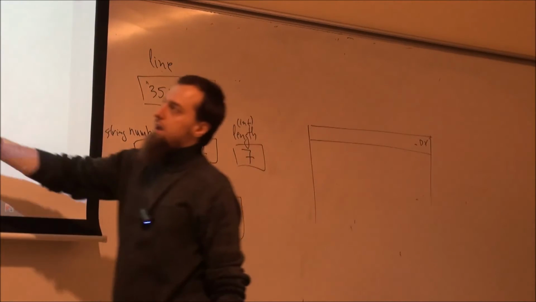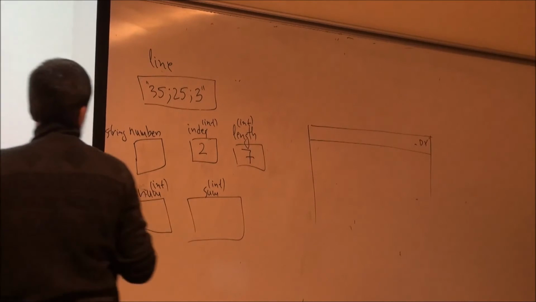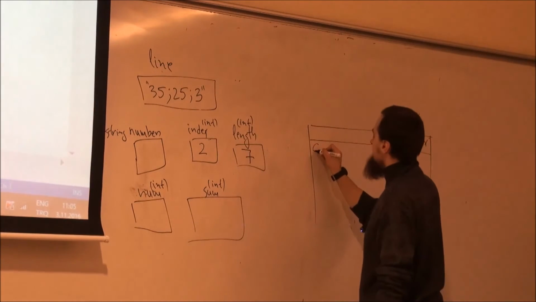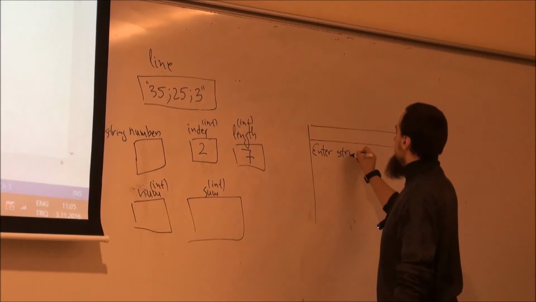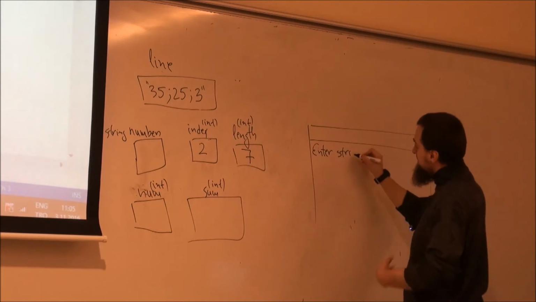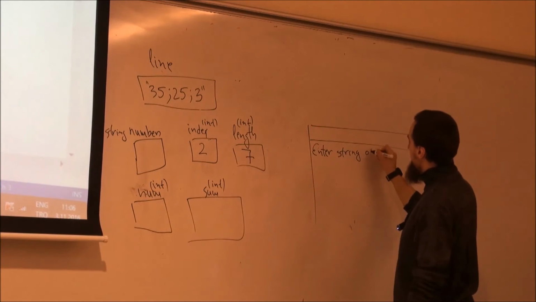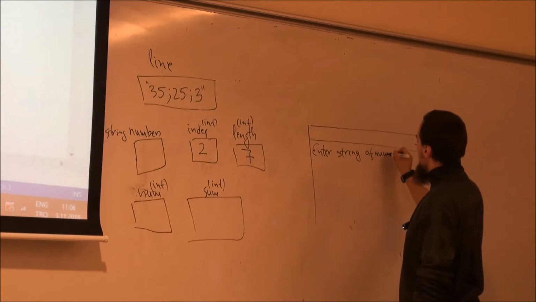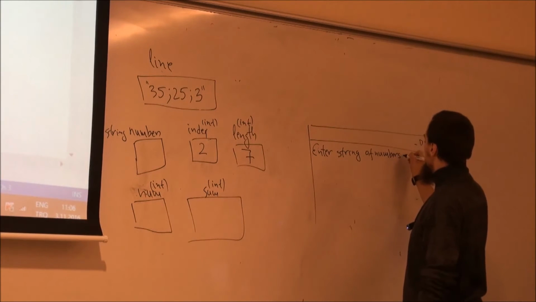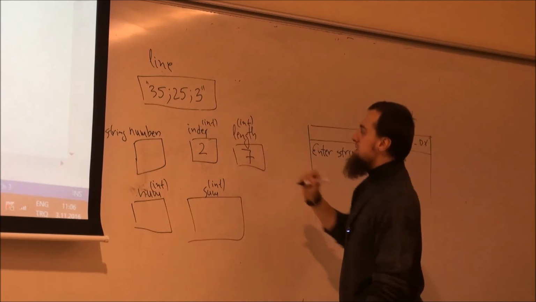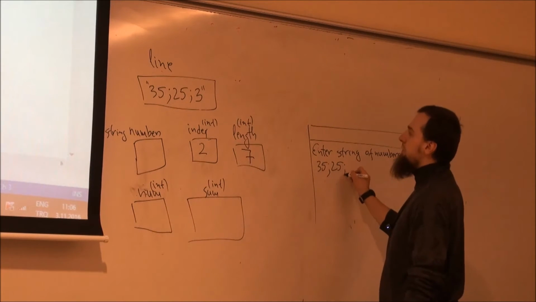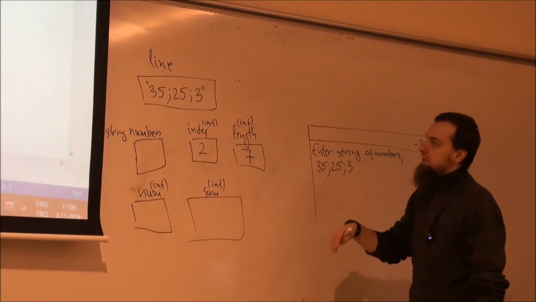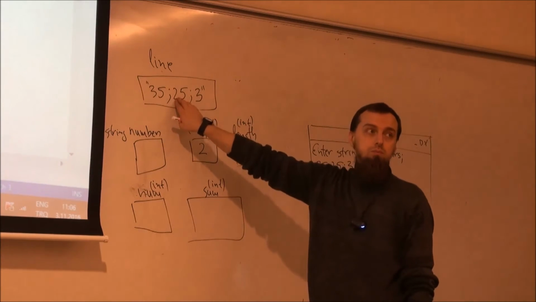Now you are going to see the output as well. So I'm printing this line. Enter string of numbers. Now let's say that I give these guys an input. So 35, semicolon, 25, semicolon, 3. And I press enter, and it goes here.